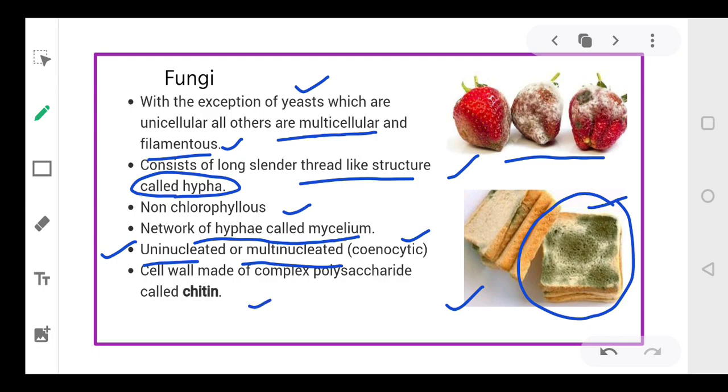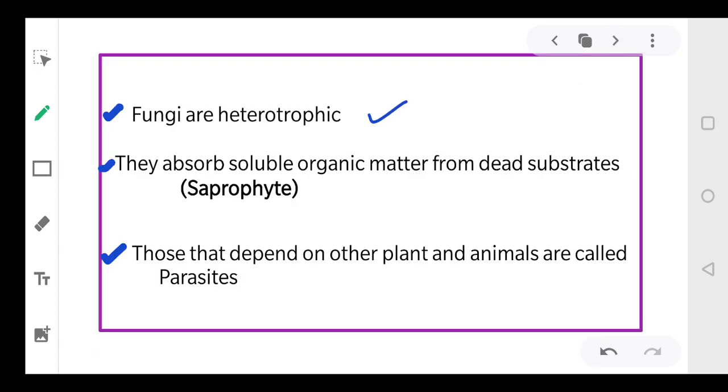And the cell wall in case of fungi is made up of a polysaccharide which is called chitin. So what is the cell wall made up of? The cell wall is made up of chitin, and the fungi consist of thread-like structures called hyphae, and it does not contain any chlorophyll. So it cannot perform the process of photosynthesis. Okay. Now fungi basically are heterotrophic. Heterotrophic means it cannot make its own food. So fungi cannot prepare their own food.